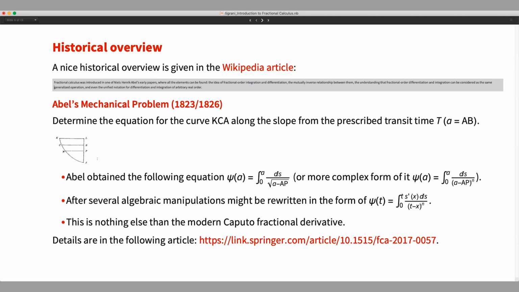We'll not go into details, but I will say some words about the equations that he obtained. So this is one of the equations from this article from 1823. And in a more complex form, he obtained that in the second article. This is it. And in fact, after several simple manipulations, this can be rewritten in this form, which is nothing else than the Caputo fractional derivative. We're now calling that the Caputo fractional derivative, but everything started from Abel's mechanical problem.